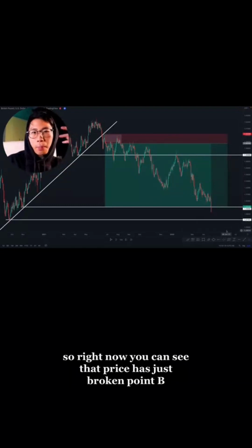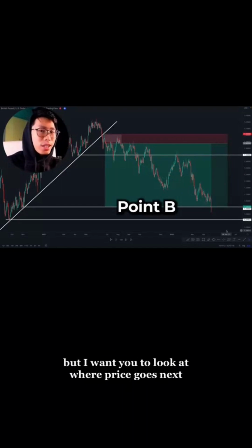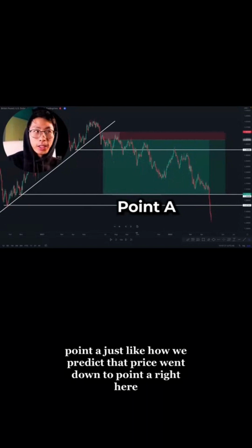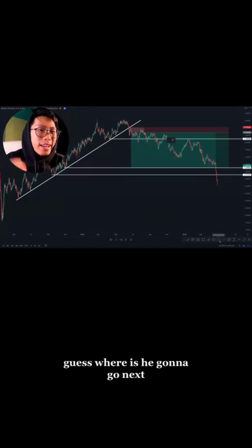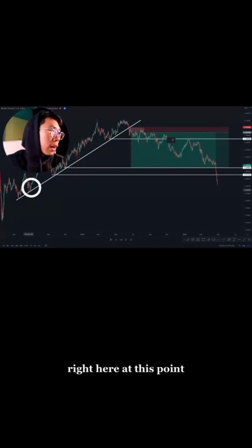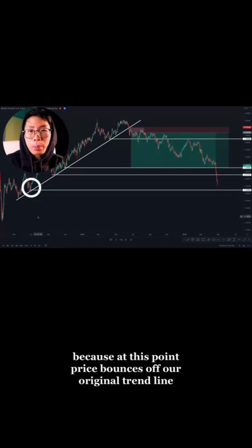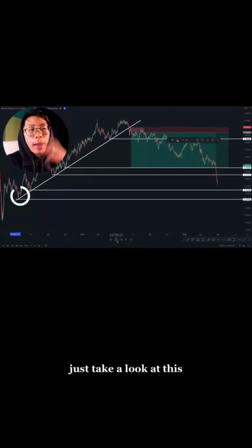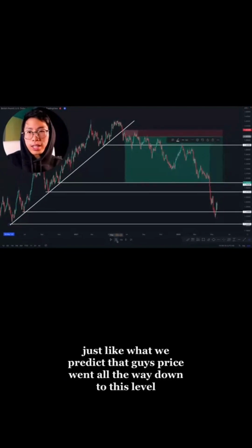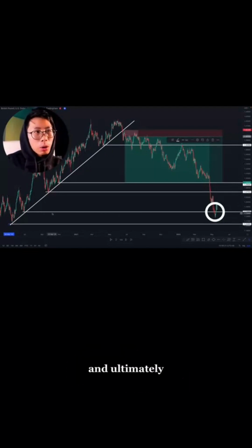So right now you can see that price has just broken point B, but I want you to look at where price goes next. Point A. Just like how we predicted, price went down to point A right here. So right now price has just broken through point A. Guess where it's gonna go next? Right here at this point, because at this point price bounces off our original trend line, and then after price breaks through this point, it's gonna come down to this point. Just take a look at this. Just like what we predicted guys, price went all the way down to this level.